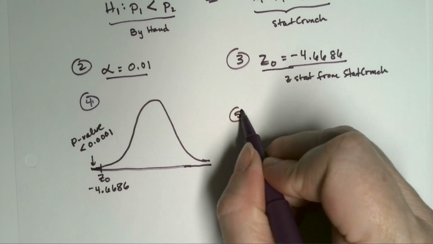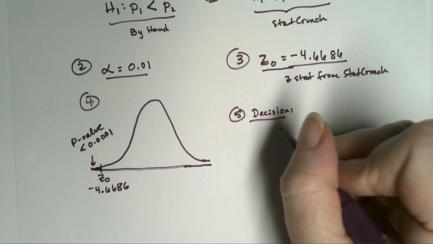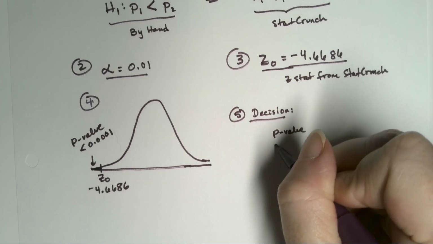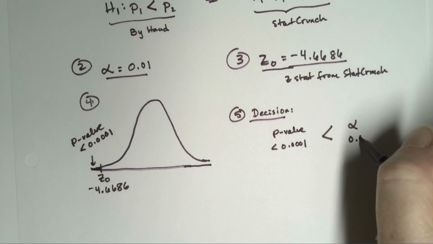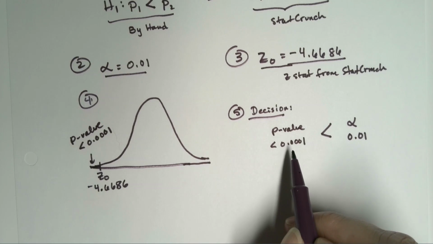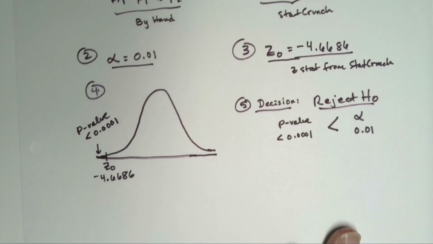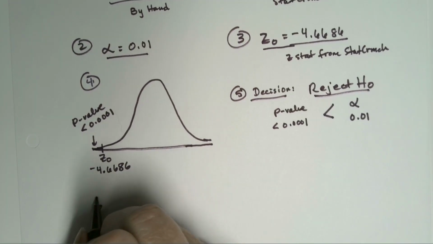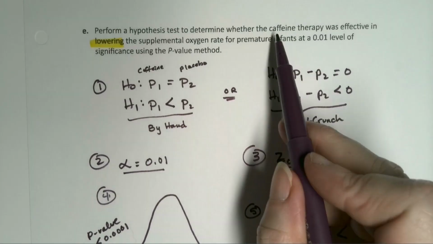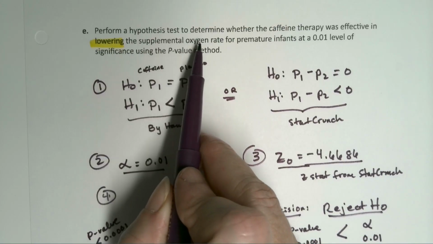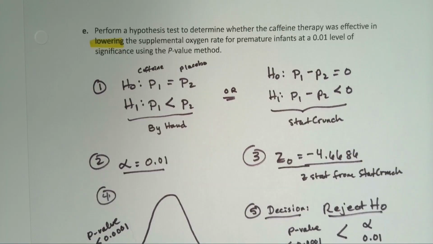All right, so now it's decision time. We have to make a decision. Now our decision is going to be based on our p-value. So our p-value was less than 0.0001, which is certainly less than our alpha, which was only 0.01. So whatever the p-value is, it's got a lot of zeros, which means we're going to reject the null hypothesis. And that means that there is sufficient evidence to support the claim that the caffeine therapy was effective in lowering the supplemental oxygen rate. Remember, wherever this word is, often that's the claim that you're trying to prove with your H1.